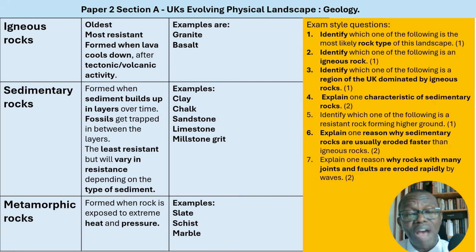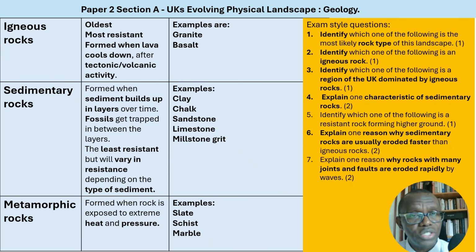Then finally, we have metamorphic rocks. Now, these are the rocks that are formed under extreme heat and pressure. They are in between the sedimentary rocks and the igneous rocks in terms of their resistance. Now, the examples we have here are slate, schist, and marble.